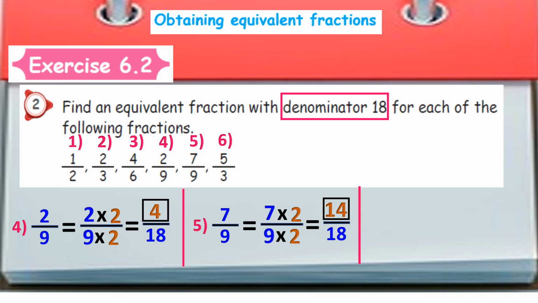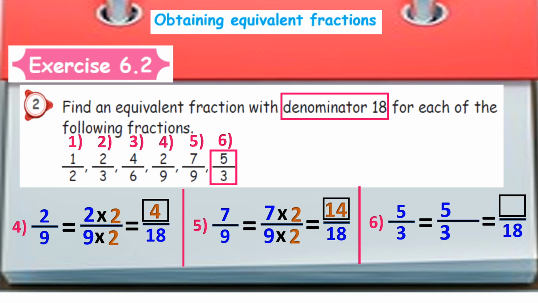Let us move to the sixth sum of 5 by 3. So this also we have already done in the second sum itself. So here I am going to multiply with 6, 3 sixes are 18, isn't it? So at the top also multiply with 6. So 5 sixes are 30. 30 by 18 is the correct answer.